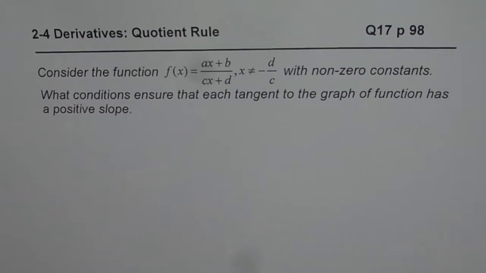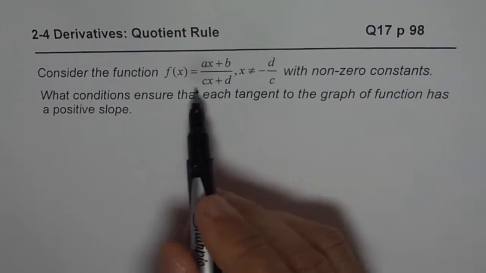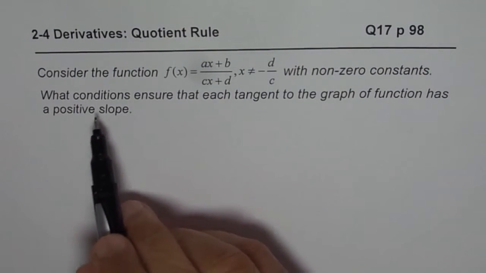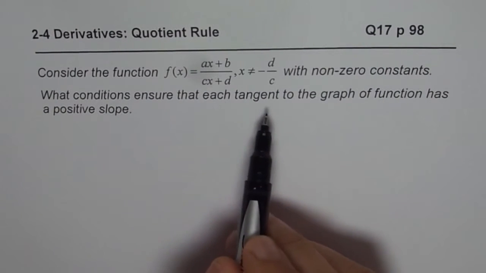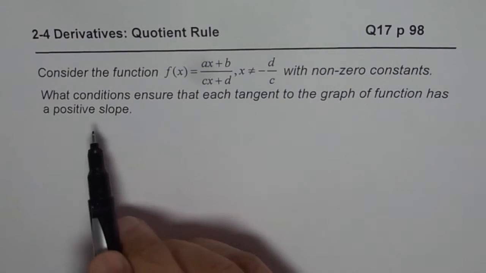It says, consider the function f of x equals (ax + b) divided by (cx + d), where x is not equal to minus d over c, with non-zero constants. That means a, b, c, d are not zero. What conditions ensure that each tangent to the graph of the function has positive slope?